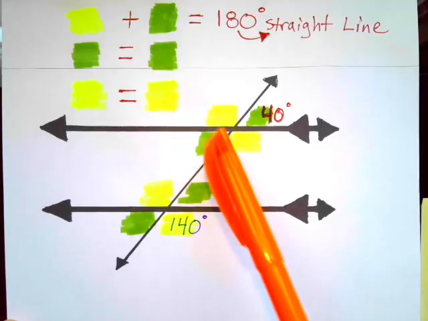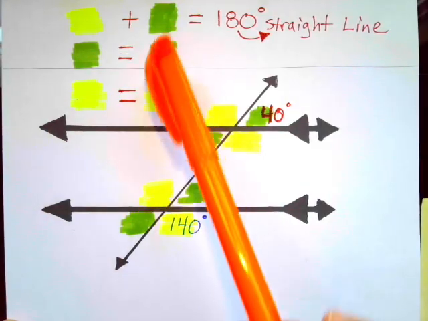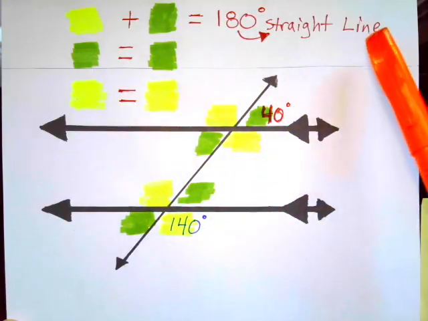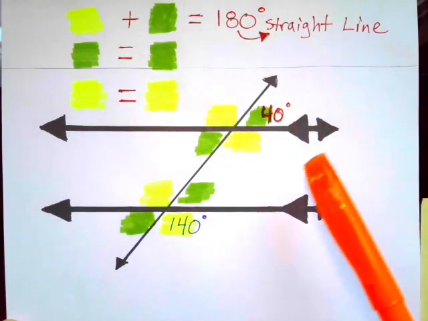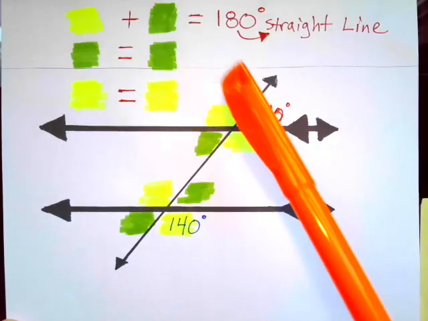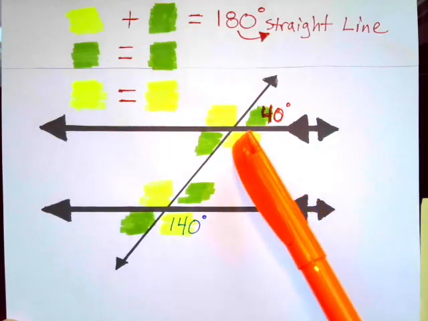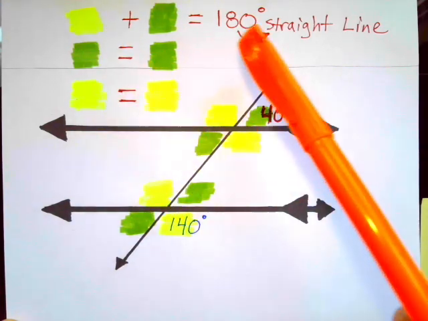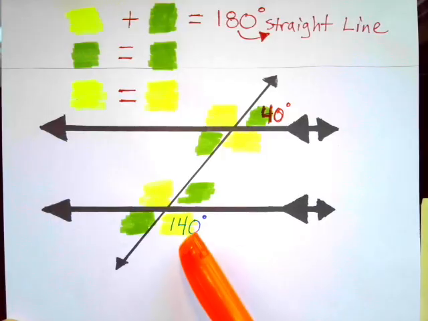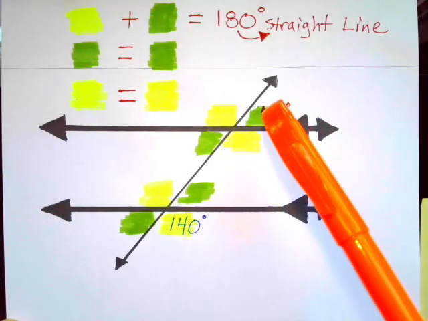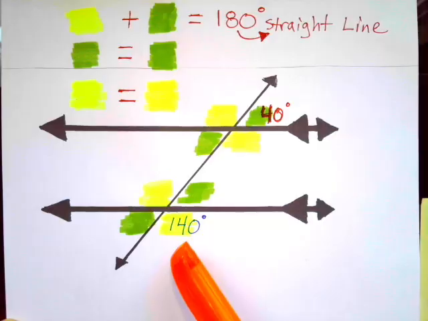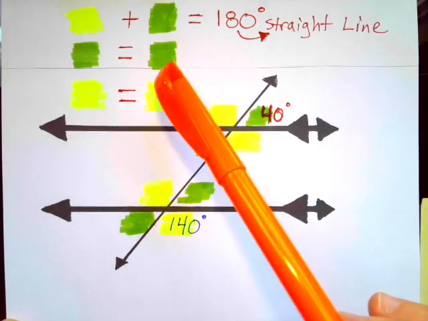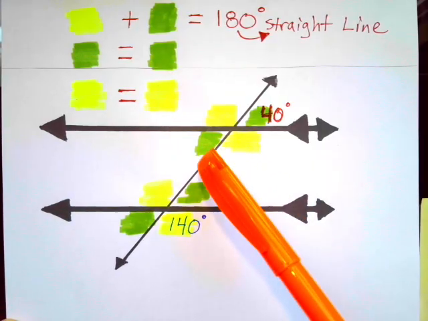So anything highlighted in yellow added with anything highlighted in green here, you're going to equal 180 degrees, or a straight line, right? So 40 up here, the green, plus the yellow 140 equals 180 degrees, a straight line. These two angles are called supplementary angles, right? And so any angle highlighted in green is going to be equal or congruent.